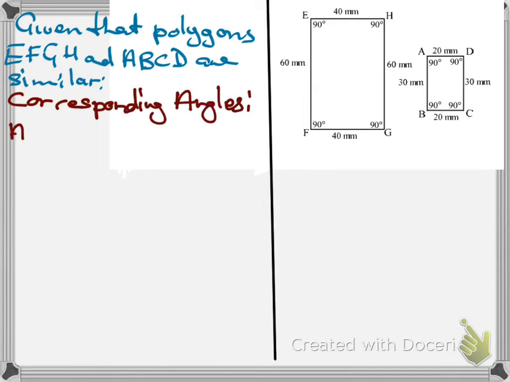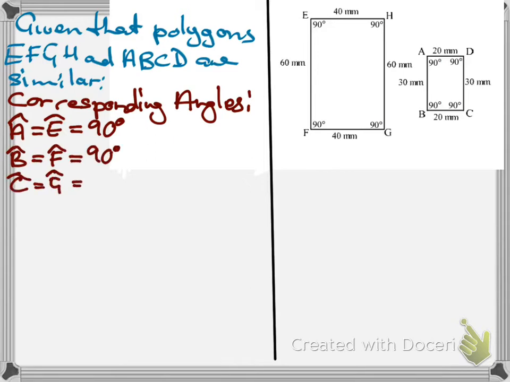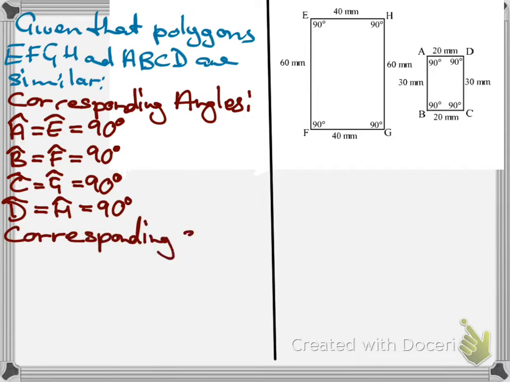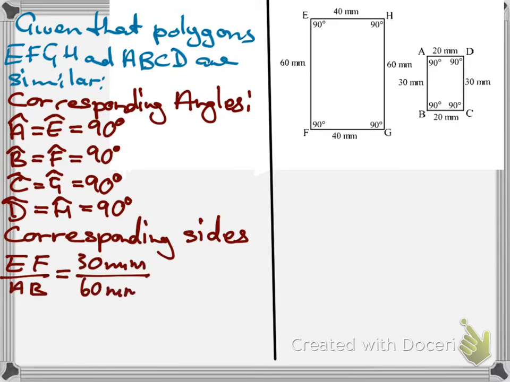Corresponding angles: angle A is equal to angle E, 90 degrees. Angle B should be equal to angle F, 90 degrees. Angle C should be equal to angle G, 90 degrees. Angle D should be equal to angle H, 90 degrees. Now let's look at the corresponding sides. Remember, corresponding sides must be proportional. So we have EF over AB, which is 30 millimeters divided by 60 millimeters, which gives us a half.